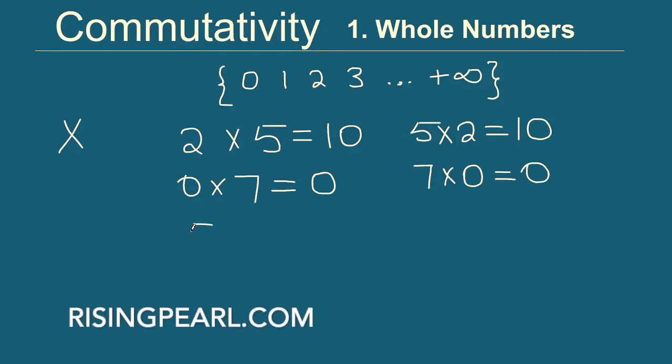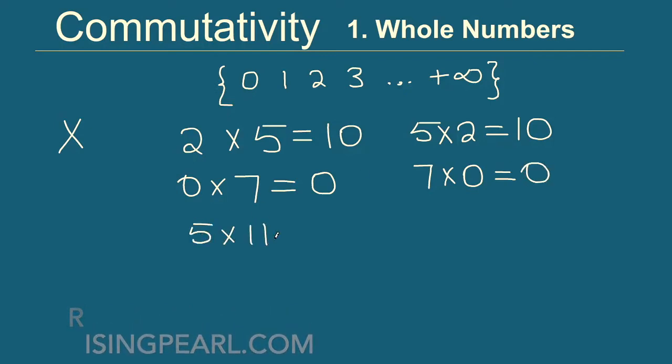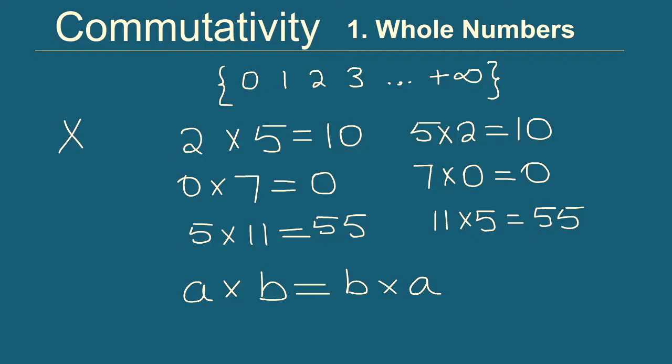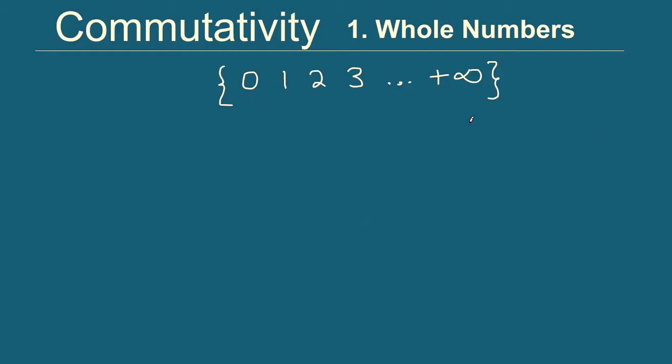How about 5 times 11? Well, 5 times 11 is 55. And what is 11 times 5? Well, this will be again 55. So it appears, and this is true, that when we multiply two whole numbers, a times b, where a and b are two whole numbers, they will always be equal to b times a. So we say that for whole numbers, multiplication is commutative. Let's discuss the division.